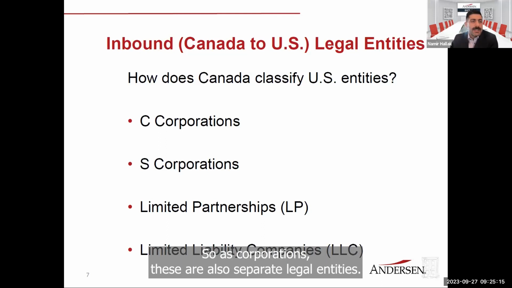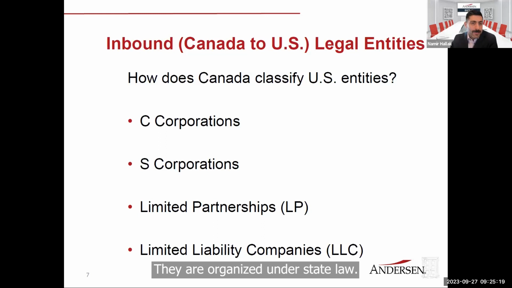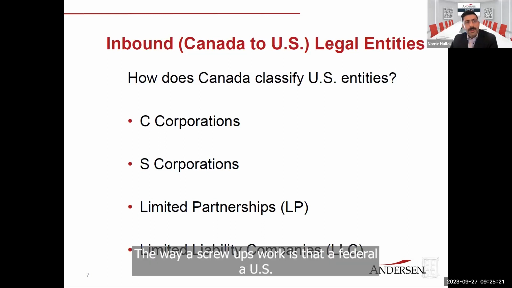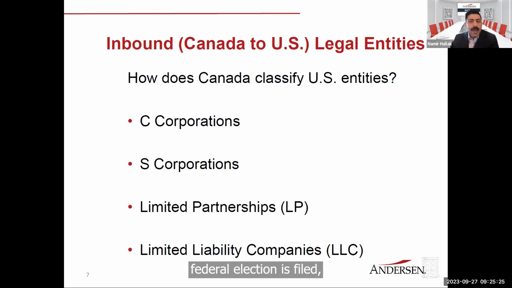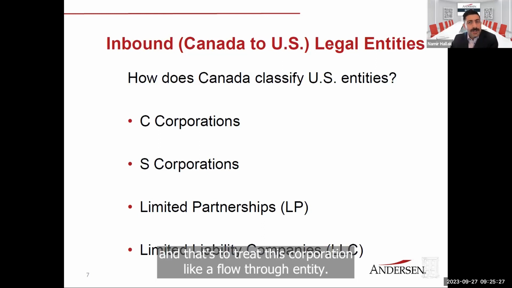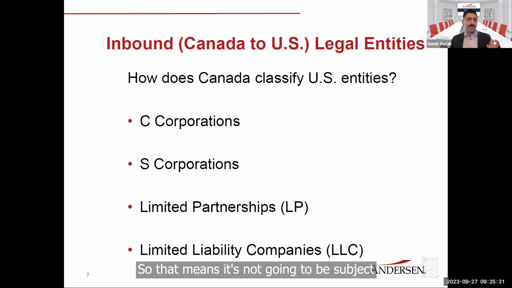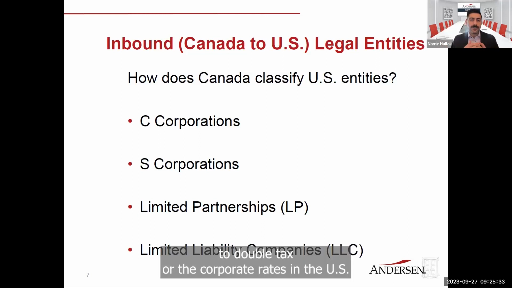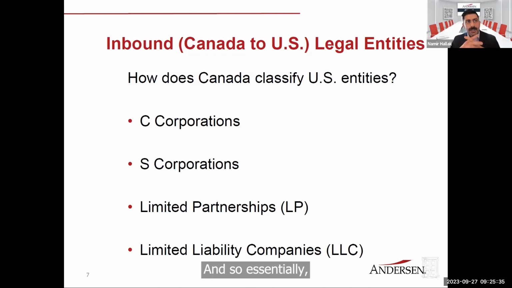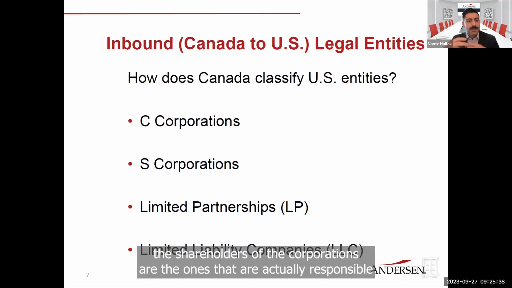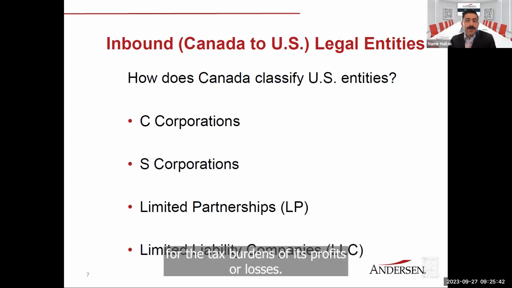S corporations are also separate legal entities. They are organized under state law. The way S corps work is that a US federal election is filed to treat the corporation like a flow-through entity. That means it's not going to be subject to double tax or the corporate rates in the US. Essentially, the shareholders of the S corporation are the ones responsible for the tax burdens of its profits or losses.